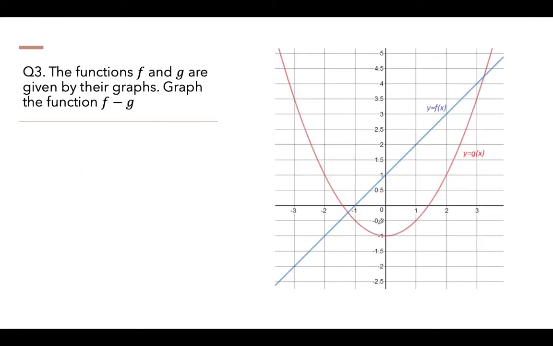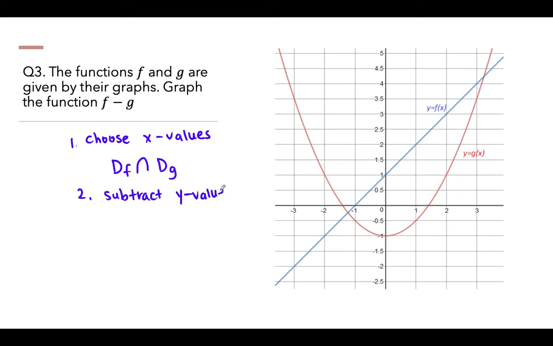Now the functions f and g are given by their graphs, and graph the function f minus g. Okay, so when you're given a list of graphs, first thing is you're going to choose the x values where the domain of f intersects with the domain of g. And then you're going to subtract the y values, because it's a subtraction. So the best thing is, where do they intersect?